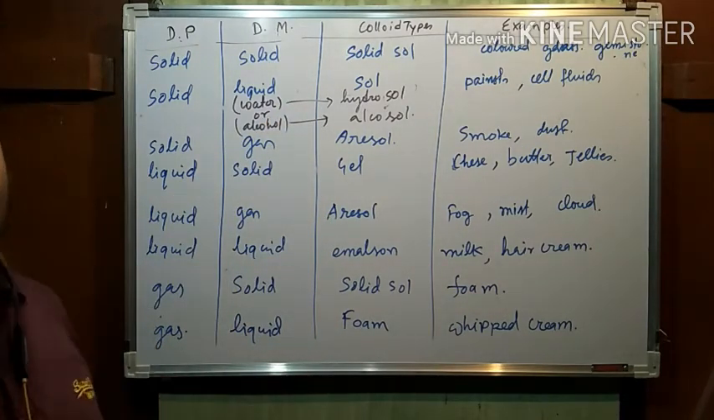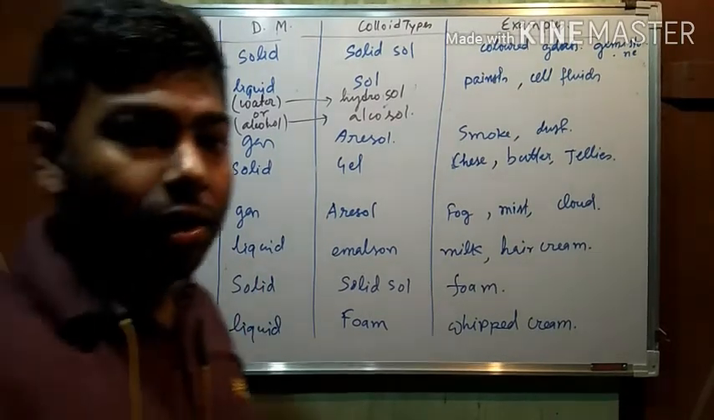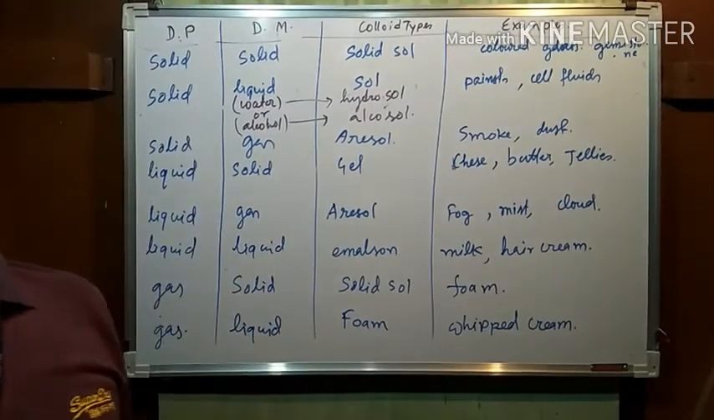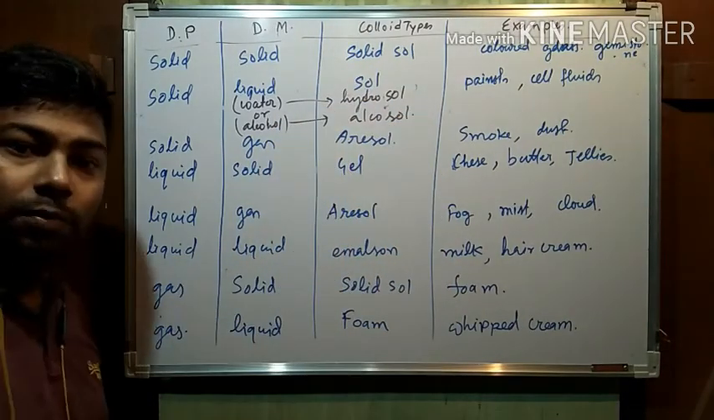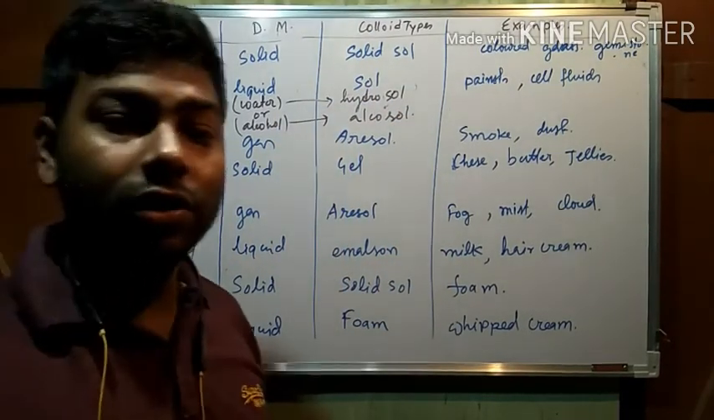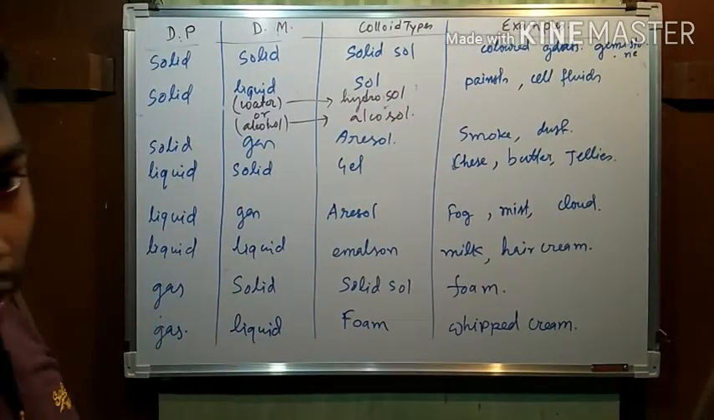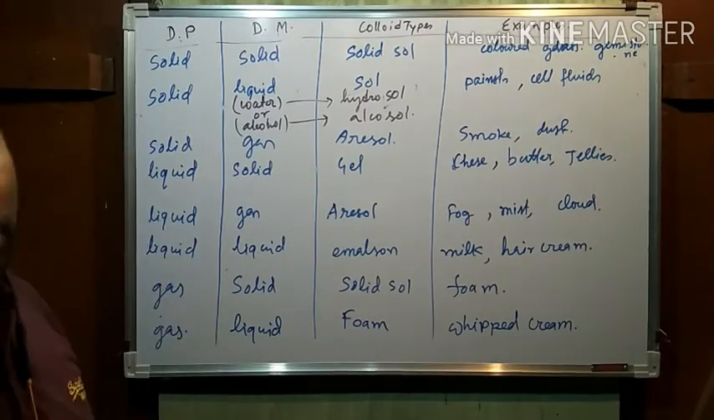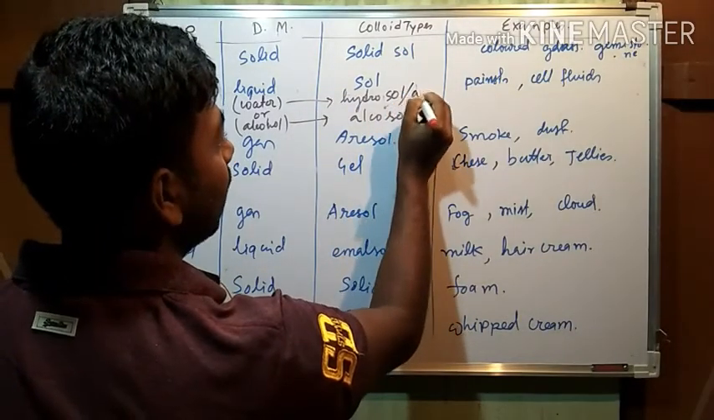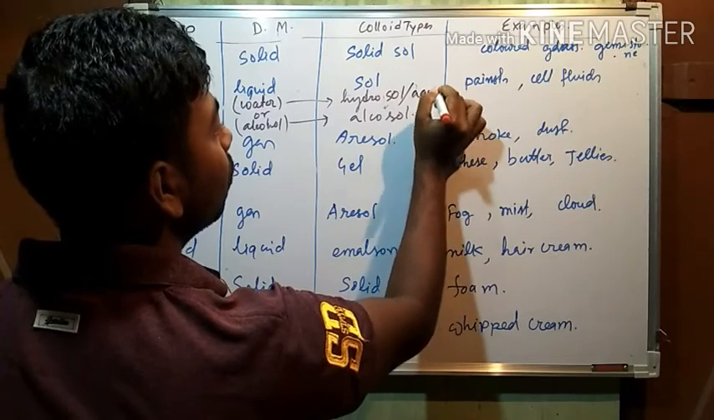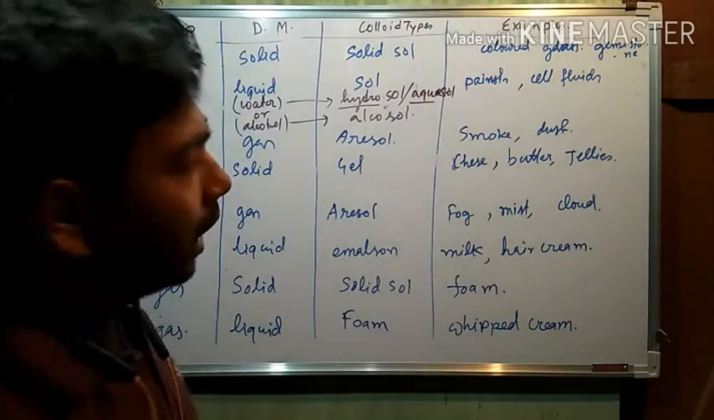Maybe in the 2015 or 2016 CBSE board exams, a question was asked: what is the difference between hydrosol and alcosol? Hydrosol is the sol in which the dispersed phase is solid and dispersion medium is water, and alcosol is the sol in which the dispersed phase is solid and dispersion medium is alcohol. Remember, hydrosol has another name, aquasol. Aqua means water, hydro also means water. That's why hydrosol or aquasol.